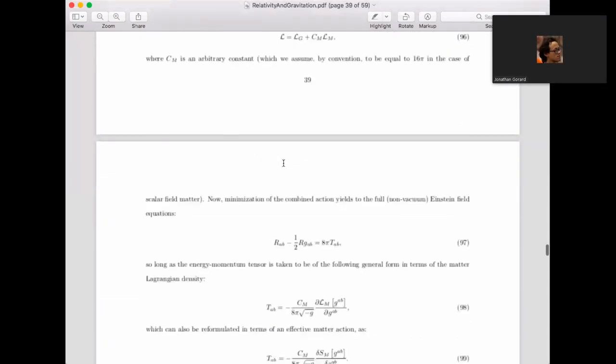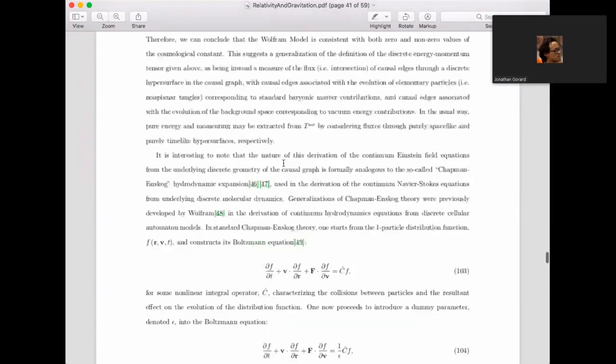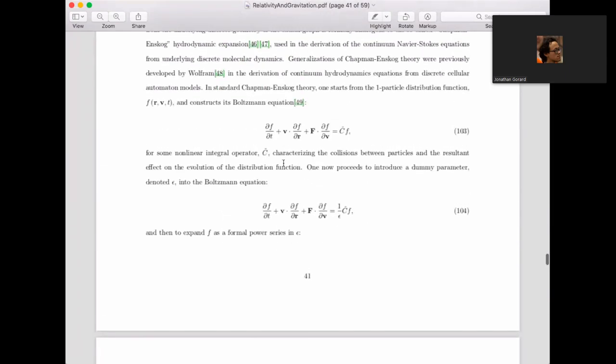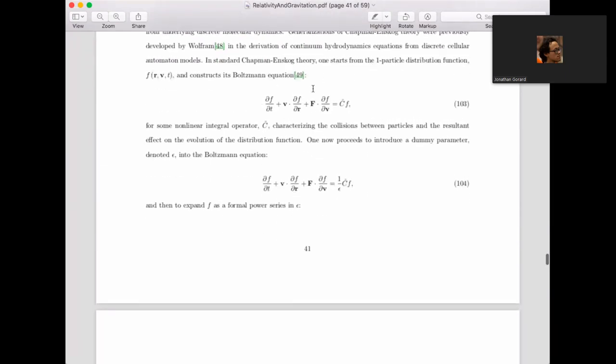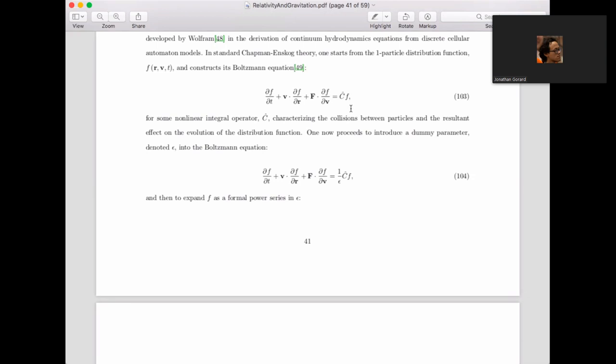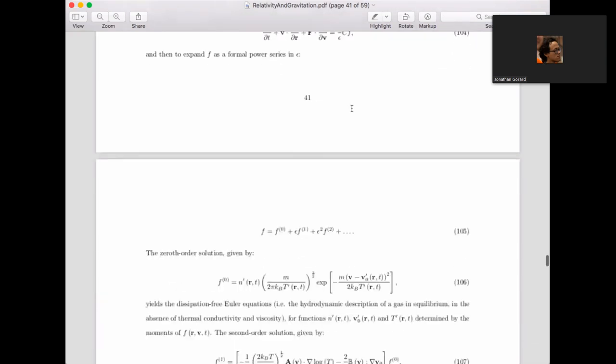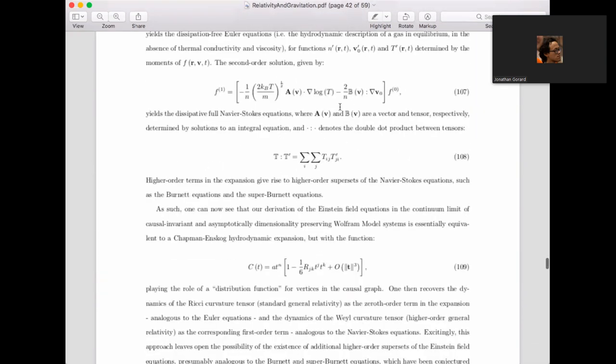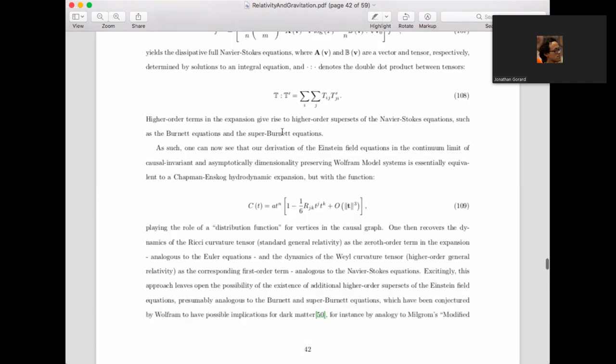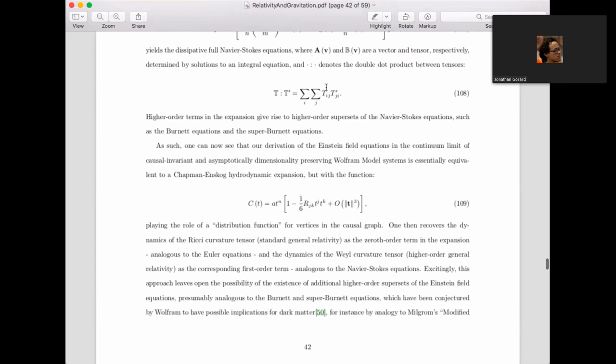So this is the standard derivation of the Einstein equations, but we note that this derivation is basically, okay, in fluid mechanics, you have the Boltzmann equation. You start from the one particle distribution function and its Boltzmann equation, and from that you perform the Chapman-Enskog hydrodynamic expansion, which is basically the tensor analog of a power series. You expand in some small parameter epsilon, and then you use this to derive the continuum Navier-Stokes equations.